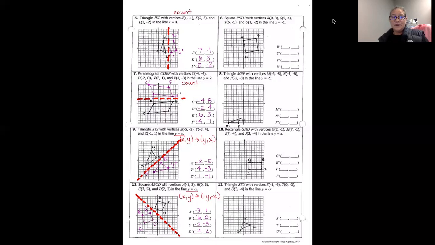That's it. So what you need to know here is that for reflection around horizontal and vertical lines, you count the distance and then plot your new points. And then for x-axis, y-axis, y equals x, and y equals -x, you will need to learn the coordinate rules to be able to do those.